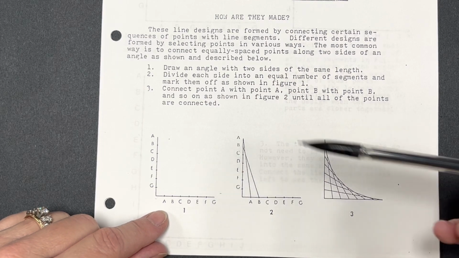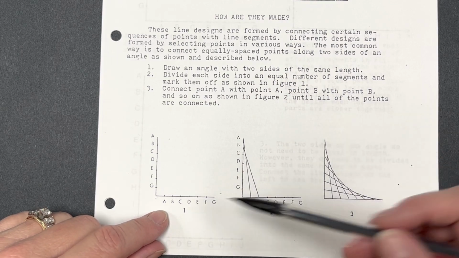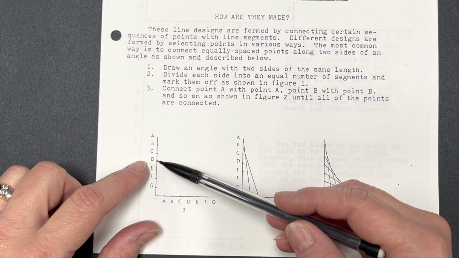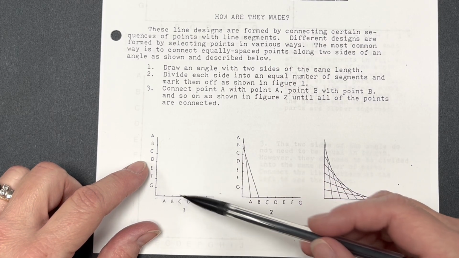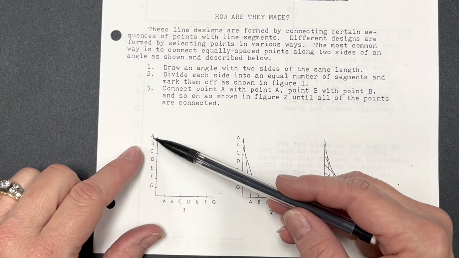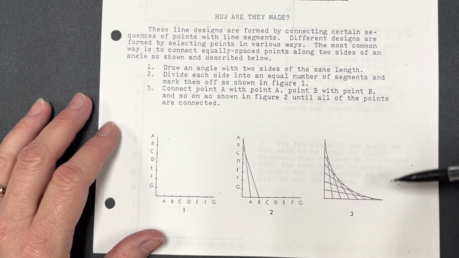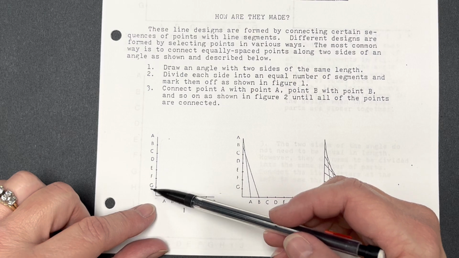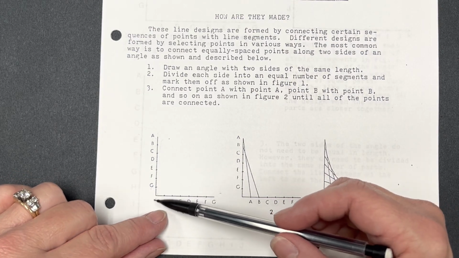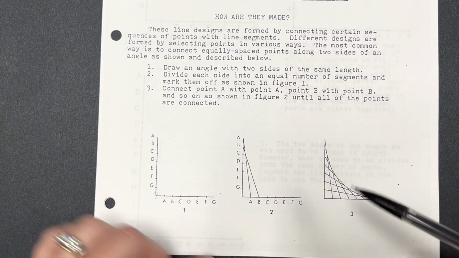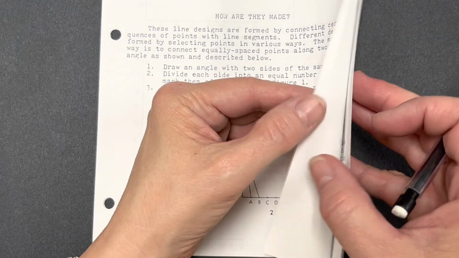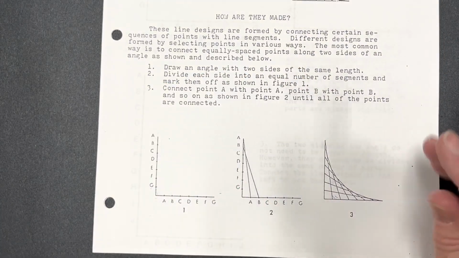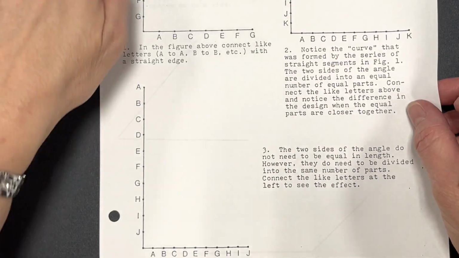It could be a 90-degree angle, an acute angle, or an obtuse angle. Then you're going to mark equal spacing on each line segment, and then you're going to label it. You can either use numbers, or as this example has done, it uses letters. You start at the top of your line segment and you go down, and then you reverse it, and the next one starts near your angle. When you do it, you're going to end up with your illusion of a line design.